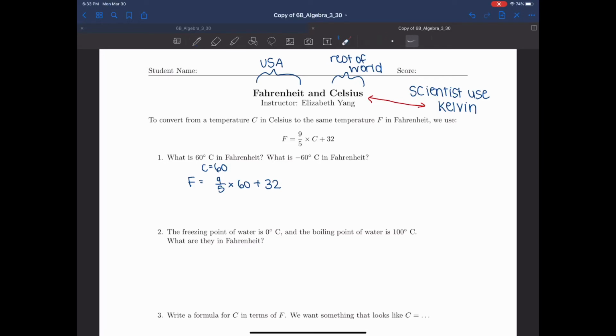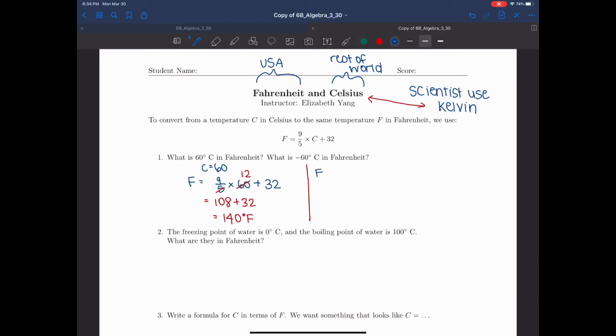So this 9 over 5, there are a couple of ways to deal with this. We can either multiply 60 and 9, or we can divide 60 and 5. I think in this case, let's cancel out 60 and 5. We get 12. 9 times 12 in this case is 108 plus 32. And this will get us positive 140 degrees Celsius. Oops, Fahrenheit. My bad. That could have been very wrong.